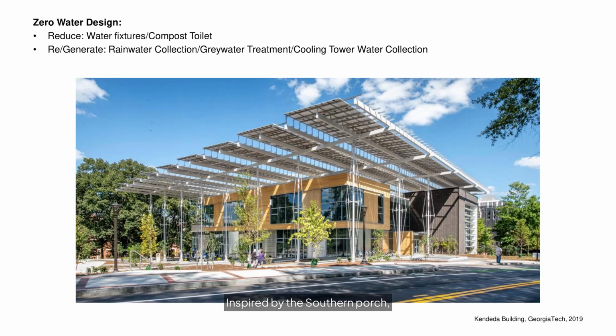Inspired by the southern porch, the canopy creates a cool microclimate around the building, and PV canopy generates over 100% of the building's energy needs. It also captures sufficient rainwater to cover all water usage for the building and the site.